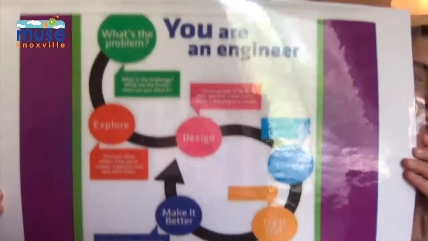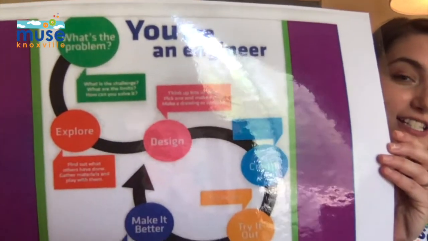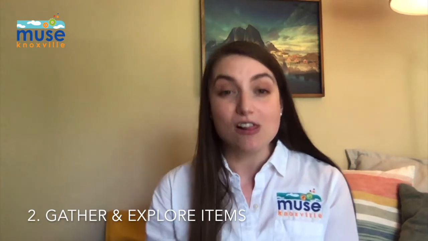If we're going to use these items, we also have to use the engineering design process, which looks like this. In the engineering design process, there's steps we have to take so we can construct our structures. The first step is you're given a problem. The problem today is building for me the tallest structure you can. Then you'll get to gather and explore all of your items. Next, you get to design your structure.